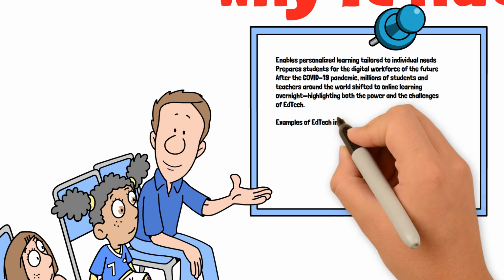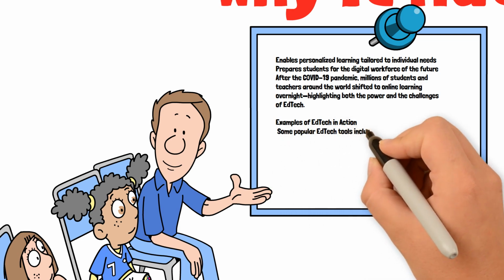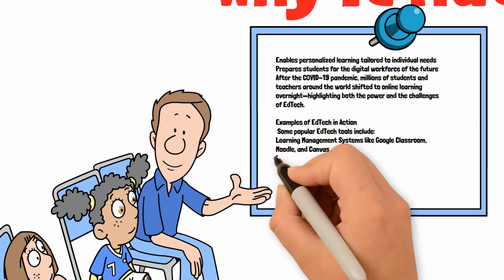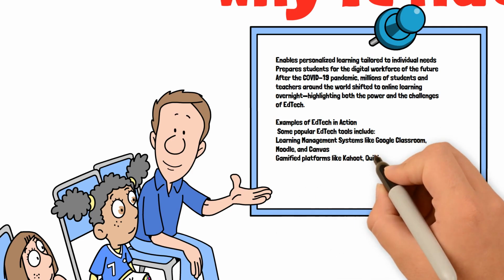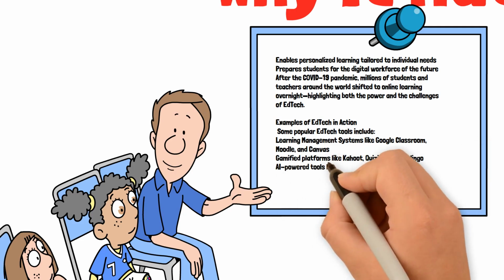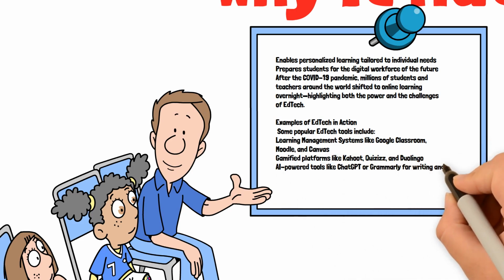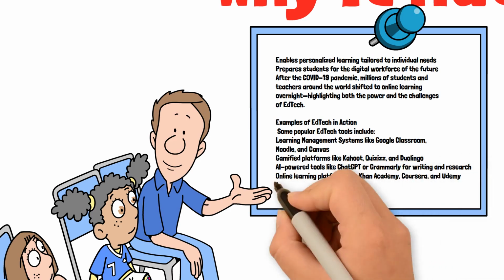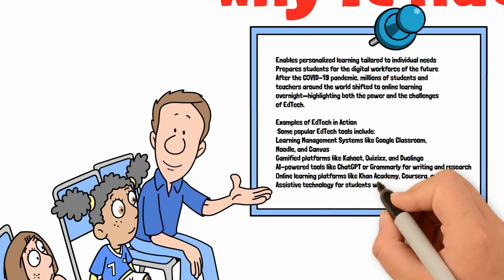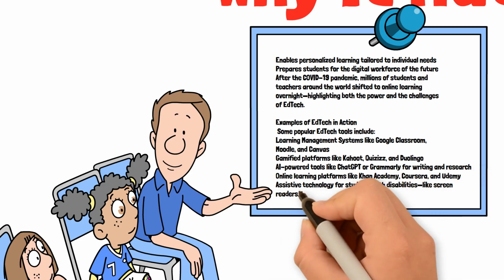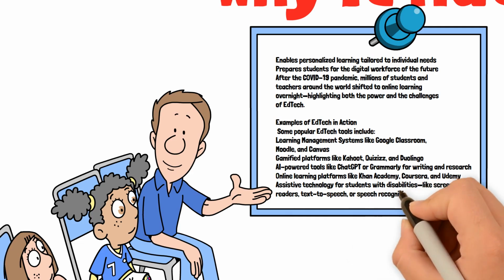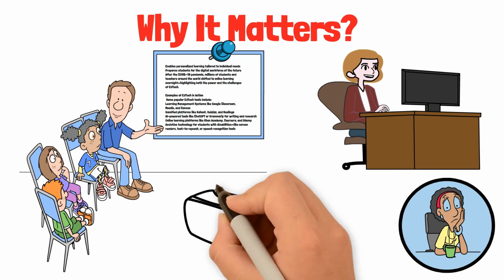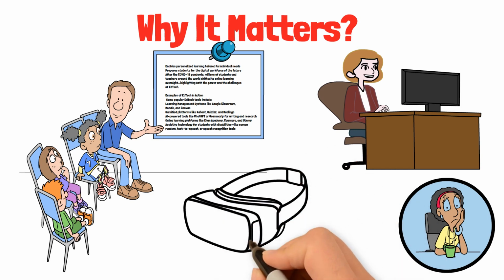Examples of EdTech in action. Some popular EdTech tools include learning management systems like Google Classroom, Moodle, and Canvas, gamified platforms like Kahoot, Quizlet, and Duolingo, AI-powered tools like ChatGPT or Grammarly for writing and research, online learning platforms like Khan Academy, Coursera, and Udemy, assistive technology for students with disabilities like screen readers, text-to-speech, or speech recognition tools. Virtual reality, augmented reality, and adaptive learning are also rising trends, turning science lessons into 3D labs and history lessons into immersive experiences.